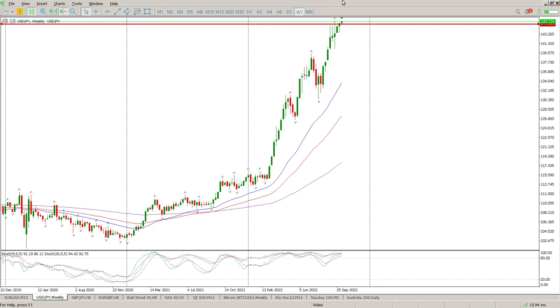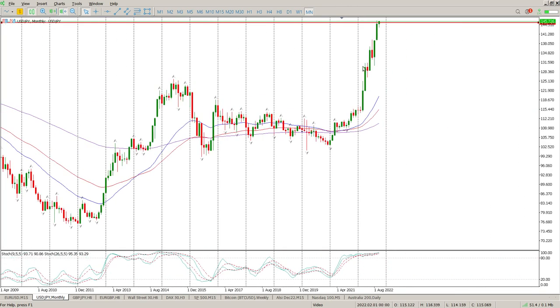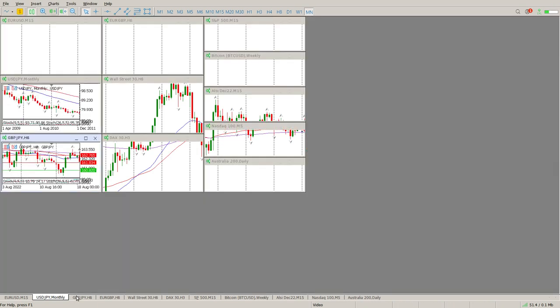Just looking at that chart, we are so far from everything. Look at that, we've gone parabolic from the moving averages. We are so far from the oscillators. All of this is screaming, be careful, because something is going to happen. It's not going to keep going like this forever. Okay, so anyway, I'm sitting on the side of the dollar at the moment.